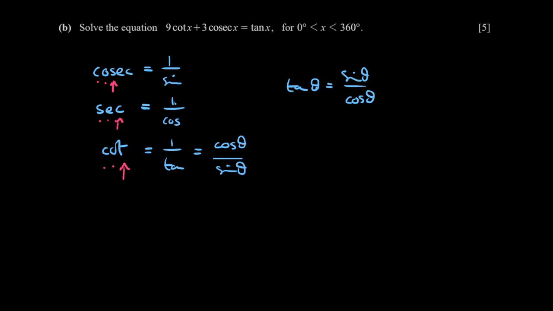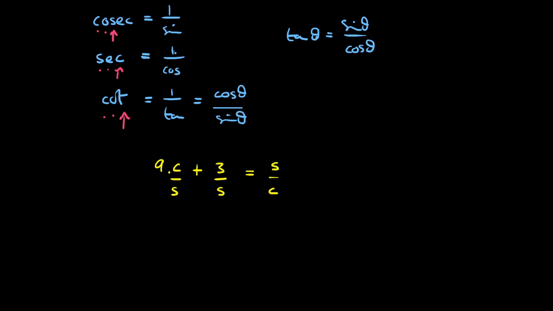Well, I can replace the 9 cot x with 9 cos divided by sine. I'm going to replace the cosec with 1 upon sine, so 3 cosec becomes 3 upon sine. And I'm going to replace the tan with sine upon cos. And what I'm going to do is multiply both sides by sine and also by cos. That's going to get rid of these fractions here. So I'm going to multiply that side by sine cos, and this side too by sine cos.